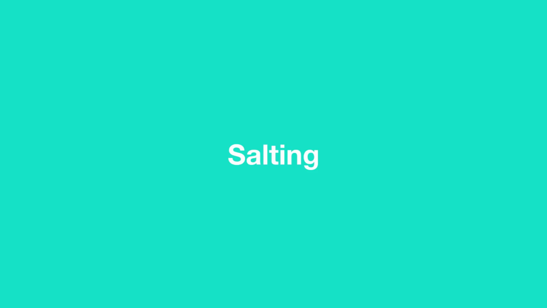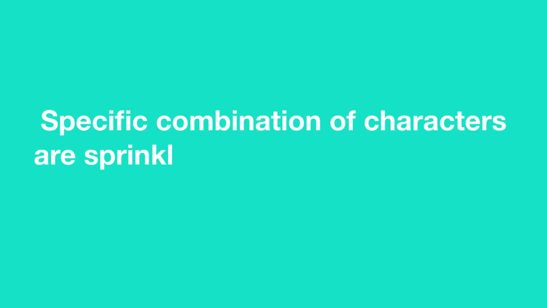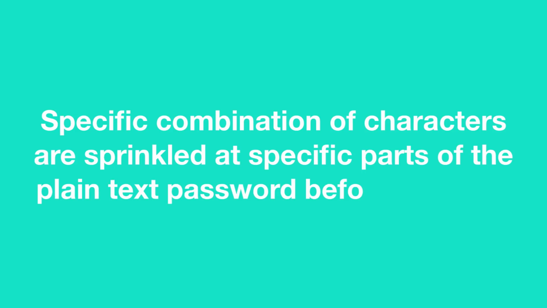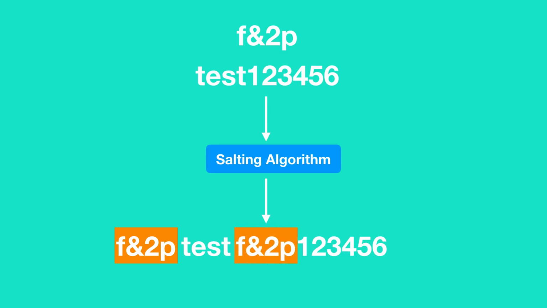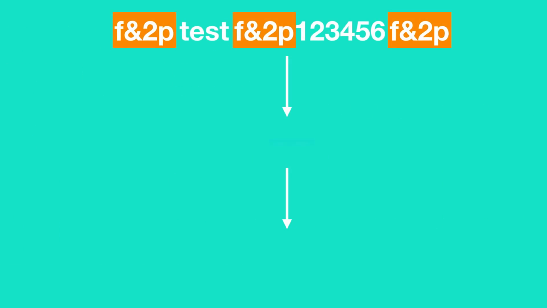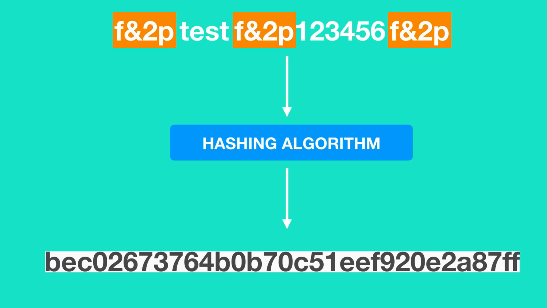A new technique called salting was introduced by security analysts to give hackers a hard time in cracking passwords. In this technique, a specific combination of characters is inserted at specific positions of the plain text password before hashing. Every company has its own salting algorithm and they don't make it public. For example, let's say Facebook's salting algorithm inserts a string f&2p at the beginning, after the third character and at the end of the plain text password. After salting the password, the salted password is then hashed by a hashing algorithm.